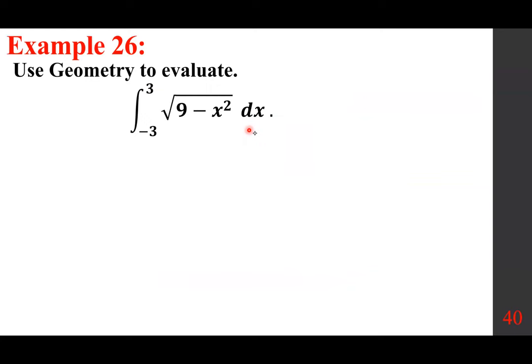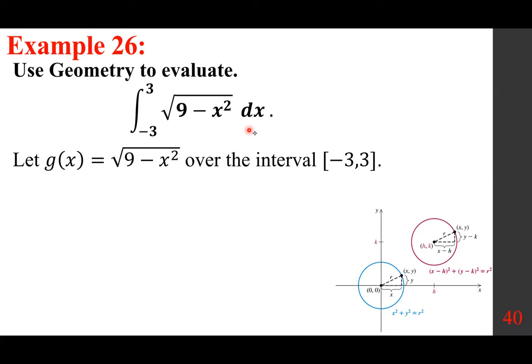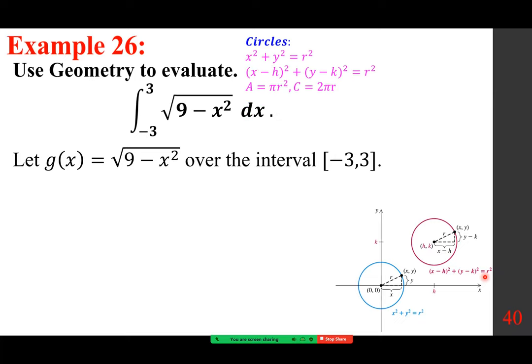It's easy to see the function g of x is the square root of 9 minus x squared. We want it over the interval of negative 3 to 3. If we recall the equations of circles, centered at 0, 0, x squared plus y squared is r squared, or (x minus h) squared plus (y minus k) squared equals r squared. That's the general form. Now, if instead of g you call this y and then you square it, y squared is 9 minus x squared, so you get x squared plus y squared equals 9. This is a circle centered at 0, 0 with radius 3.